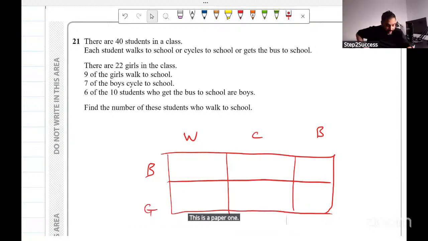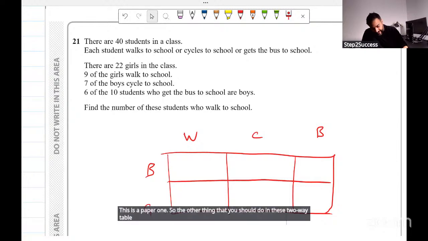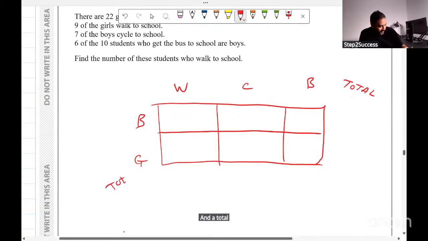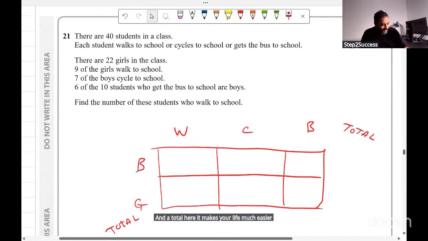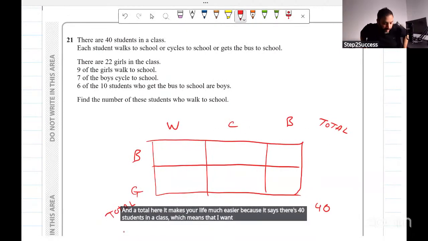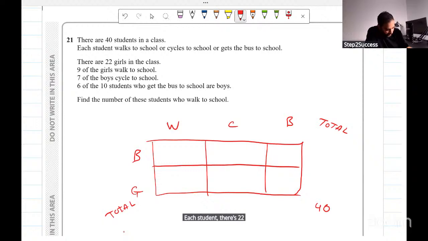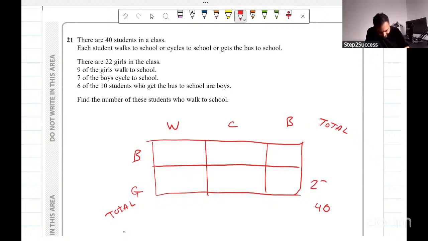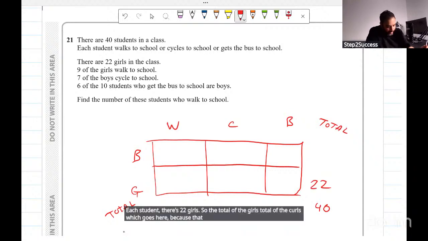So the other thing that you should do in these two-way tables is have a total at the end there and a total here. It makes your life much easier because it says there's 40 students in a class, which means that I want to put a 40 there because we're talking about 40 students altogether here. There's 22 girls, so the total of the girls, which goes here, because that's the girl row, is 22, which means I already know that there's 18 boys, right?